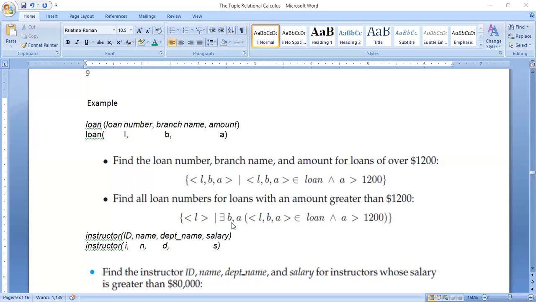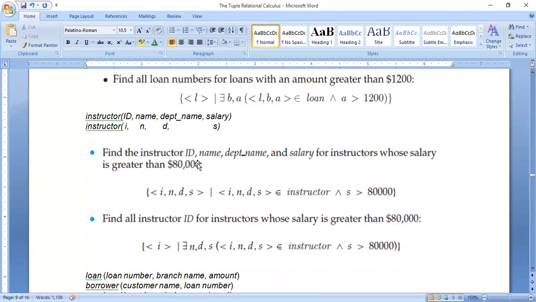So the remaining are branch name and amount because we have already used L. So what are the two remaining? The two remaining variables are B and A. So after using B and A, nothing remains. So we say that all the variables in the loan relation have been used.